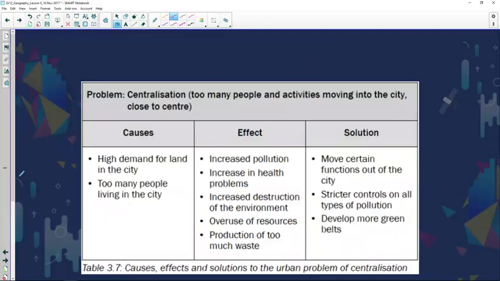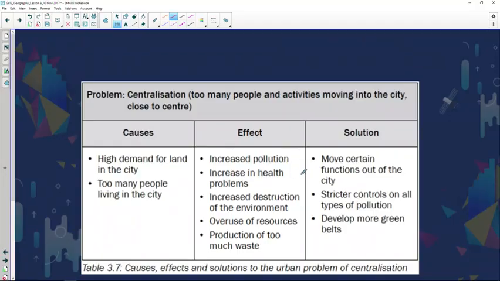And centralization. Now, unfortunately, because of the rural-urban migration, there's a high demand for land in city areas, but already there's too many people living in the urban areas. Now, keep in mind, it puts strain on services. For instance, garbage collection, water, electricity. And what does it do? It increases the pollution, increases health problems. It's destruction of the environment. Now, many greenbelt areas can't survive because of that amount of pollution taking place and the amount of garbage that's being created by the amount of people.